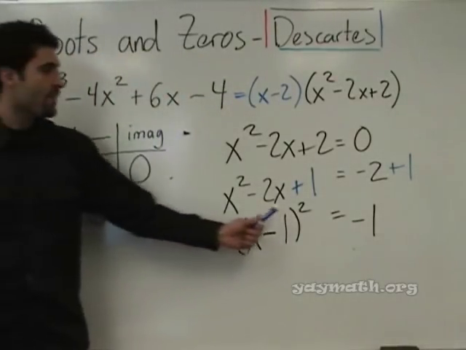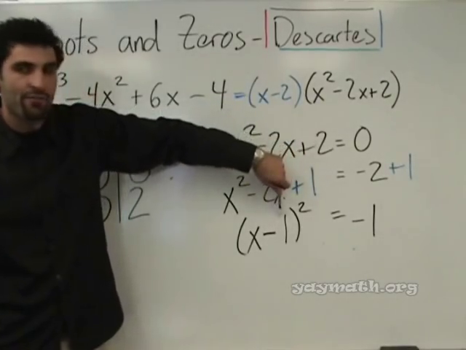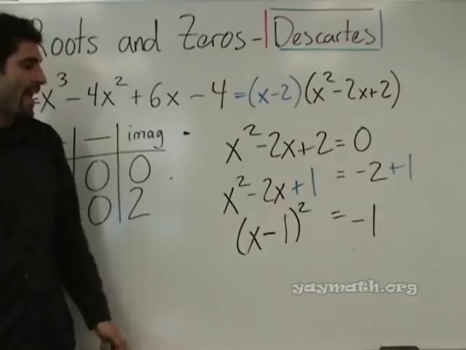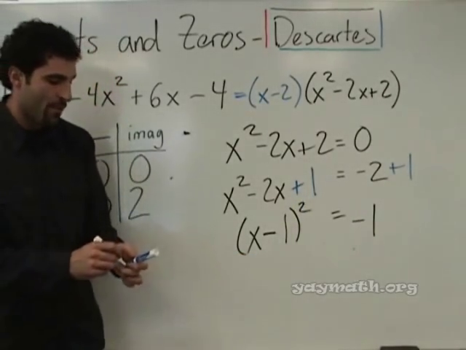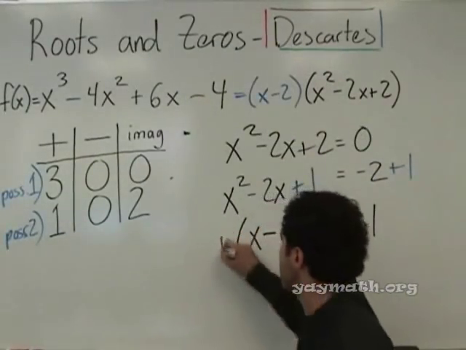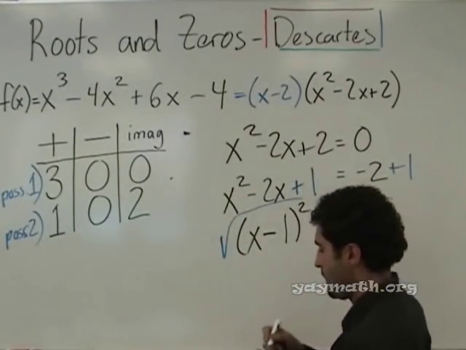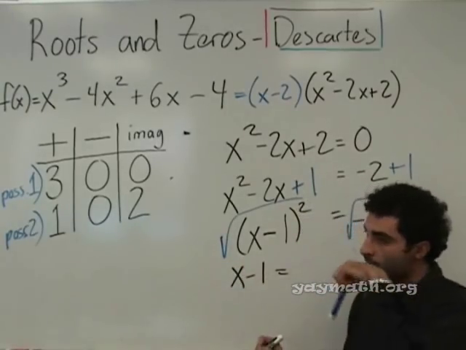Remember we talked about how this is half of b squared, and this is half of b. Half of b is negative 1. Now what do we do to both sides? Square root. You guys are pros at this now. Let's finish it out. Okay. x minus 1 equals, what's the square root of negative 1?